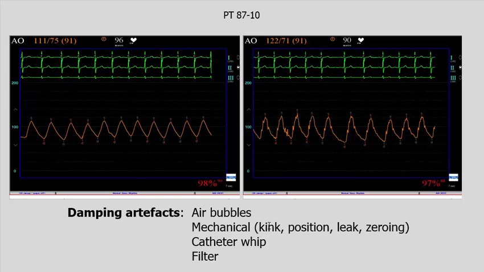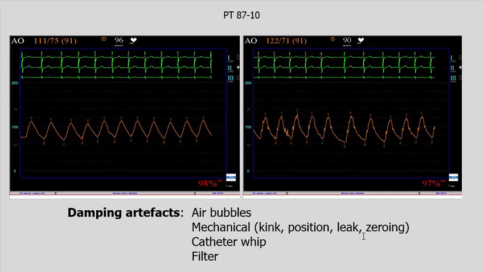If a catheter kinks, you get an interference of the normal transmission of the pressure waveform through the tubing, and that will cause something like this, even more enhanced. Position. If the tip of the catheter is touching the walls of the artery, you'll get some kind of damping artifact. You can have a leak in the system. You might have a tiny little leak coming from a connector that hasn't been tightened up far enough.